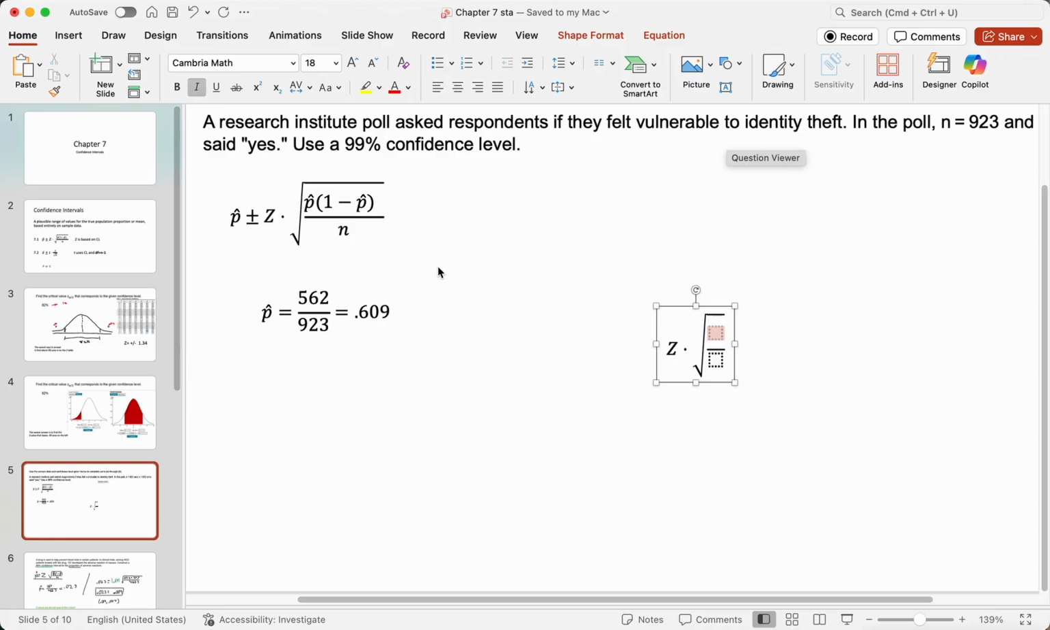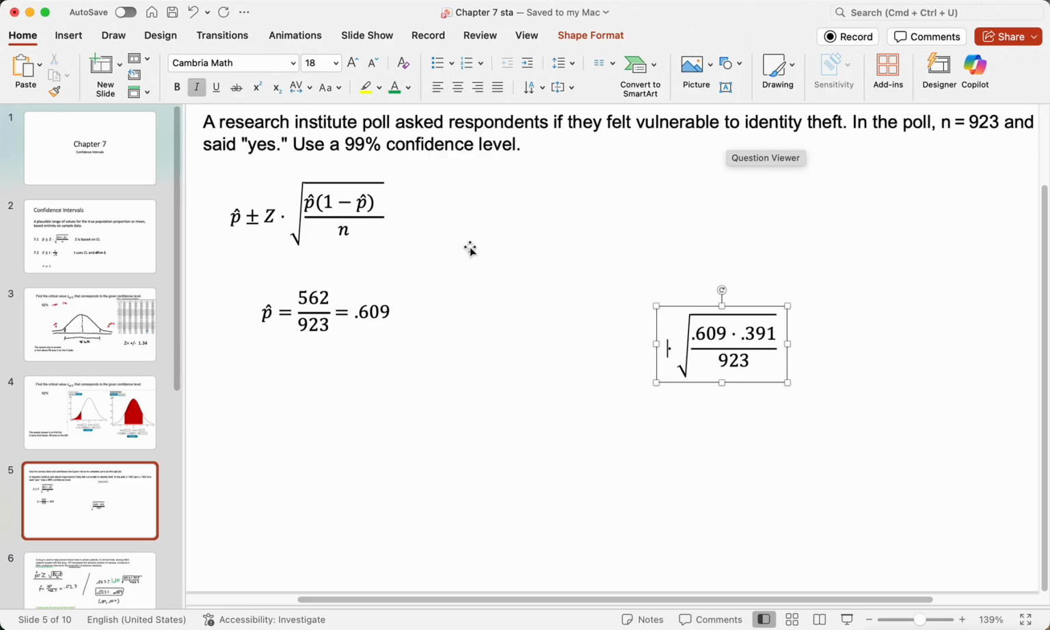And so first I need to figure out what my p-hat is. Well, I actually already figured that out. It's 0.609. P-hat's complement, 1 minus that, is going to be 0.391, because those two add up to 100. Or again, I just subtracted from 1. And I also already have the sample size. I already used it. It's the 923. And so now the question is, what is that z-value?